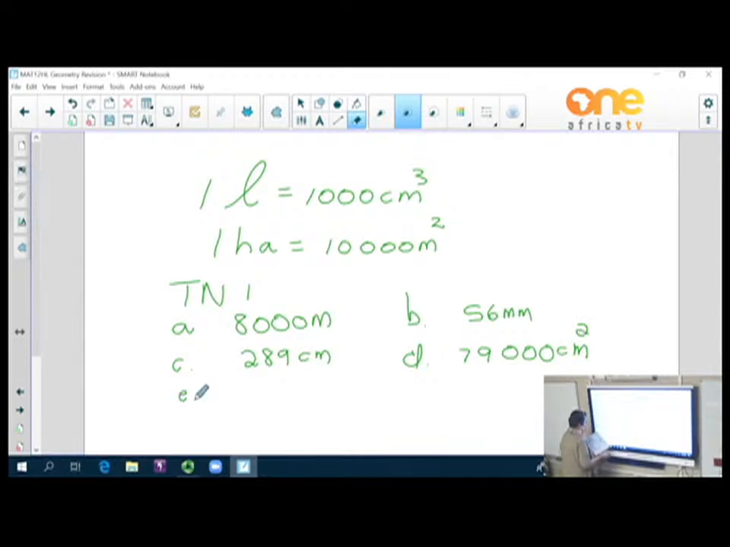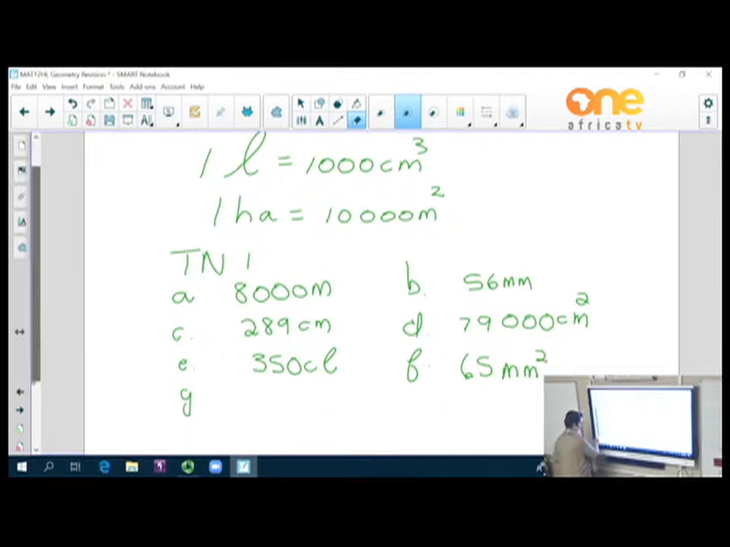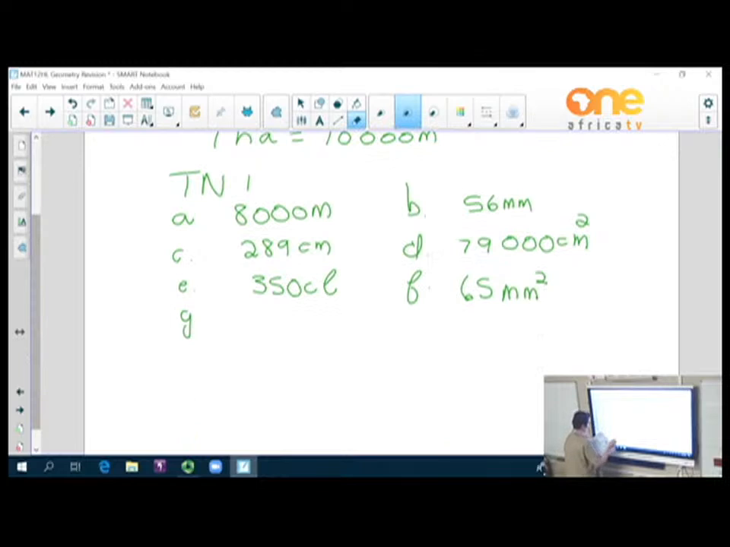Number E, 3.5 liters in centiliters. You multiply with 100 centiliters. It's not a unit that we use often, but you can do that. Then number F, square meters into square millimeters, and that's then 65 square millimeters. So we'll multiply this time with 10,000. Number G, cubic meters into cubic centimeters. So that is then 80,000 cubic centimeters.